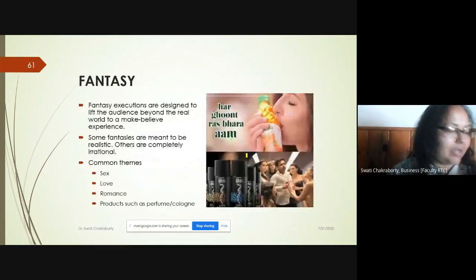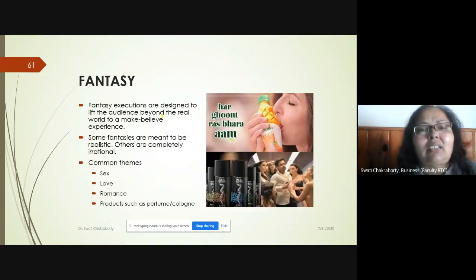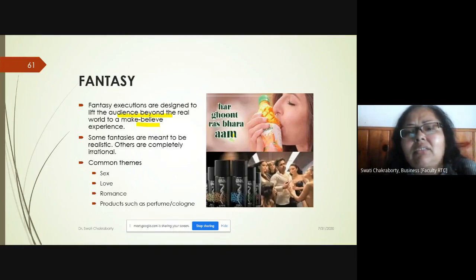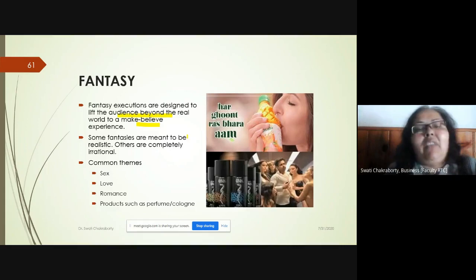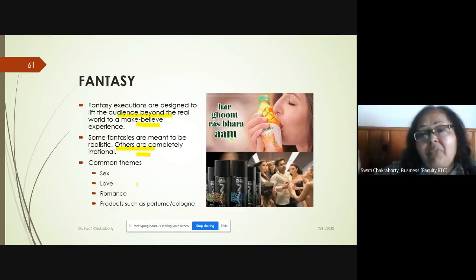Okay, next comes fantasy. Fantasy is basically where ads are done to take the audience beyond the real world, to make them believe, right? See this one, the fruity, where you are imagining that when you touch a bottle you feel the flavor of the mango. It's not real, it's imagination. Some fantasies are meant to be realistic, others are sometimes irrational. So it can talk of your emotional aspects, your romantic life, personal life. It can be about your products, the perfumes and colognes that you use.